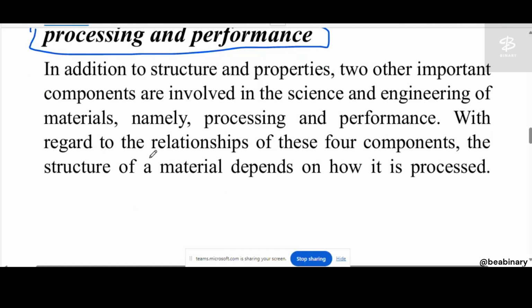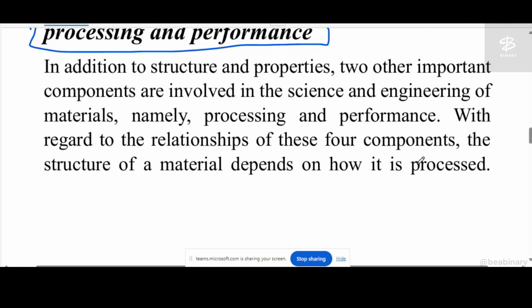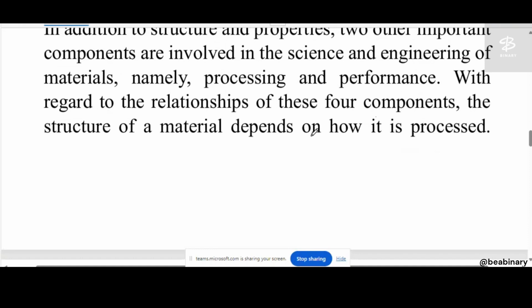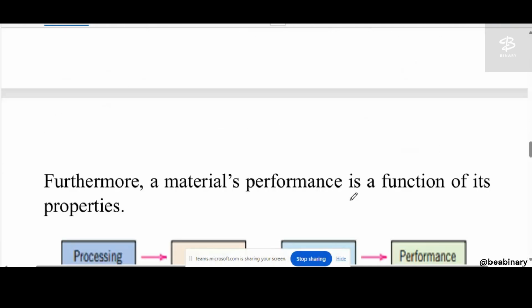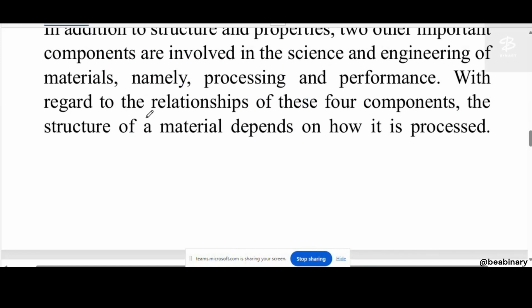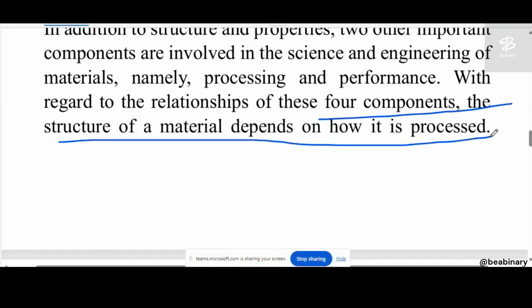So what is the relationship between these components? With regard to the relationship of these four components, the structure of material depends on how it is processed. Material performance is a function of its properties. Got it? The relationship of these four components: structure of material depends on how it is processed.